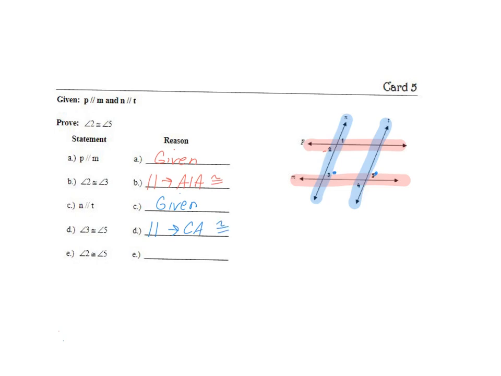And so then if we look at what we have here, in our statement for B and our statement for D, we can see that both of those have angle 3 in there. And so therefore we can replace that and say that angle 2 is congruent to angle 5, and that would be through substitution.